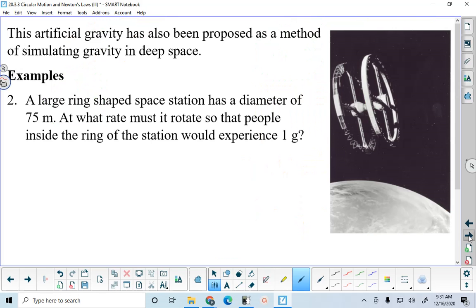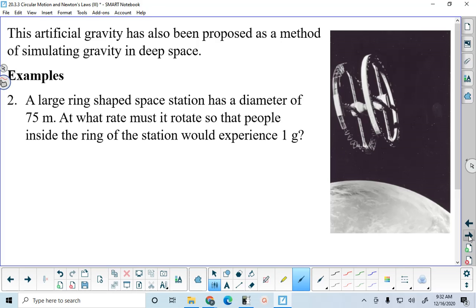Let's take a look at the next example dealing with artificial gravity. Artificial gravity can also be used in deep space to produce gravitational fields or apparent gravitational fields. This image is from an old movie called 2001. And in the movie there's this large satellite. It's 75 meters in diameter and it rotates around the central axis. And the idea is, this thing is huge.